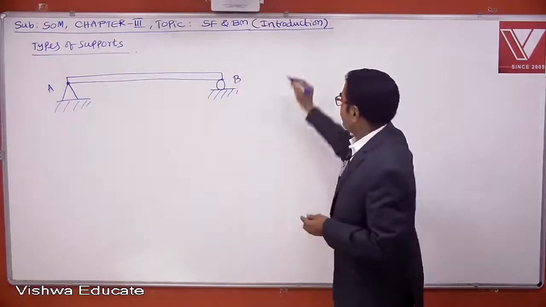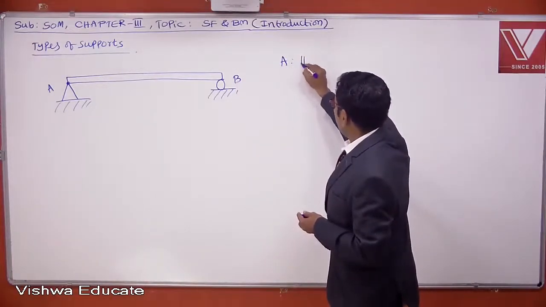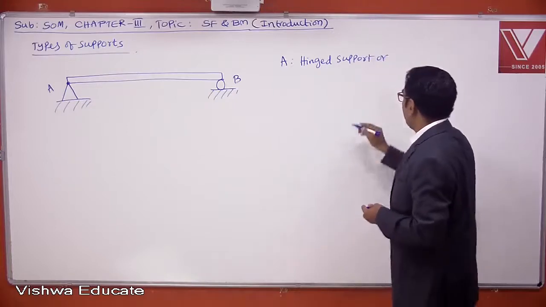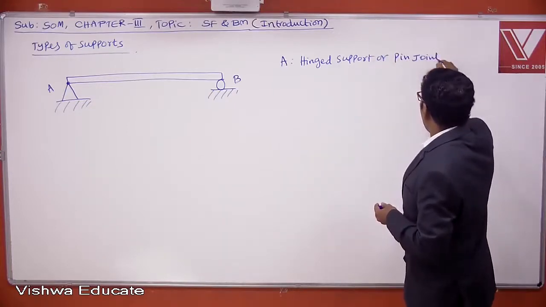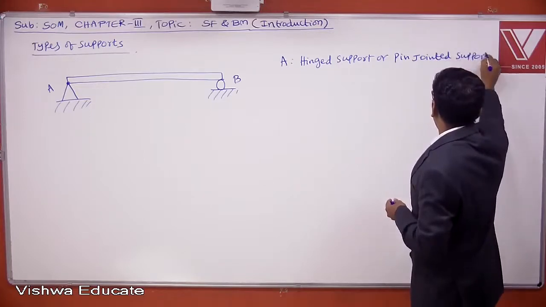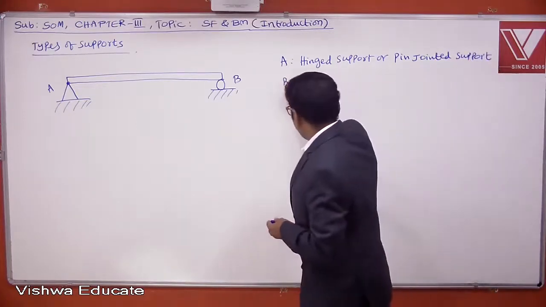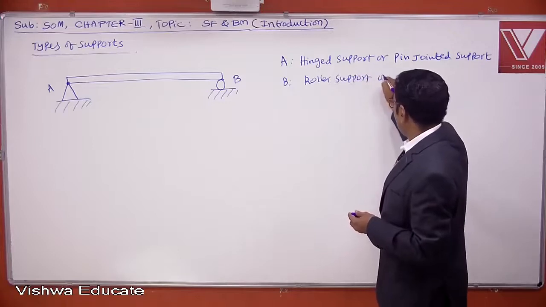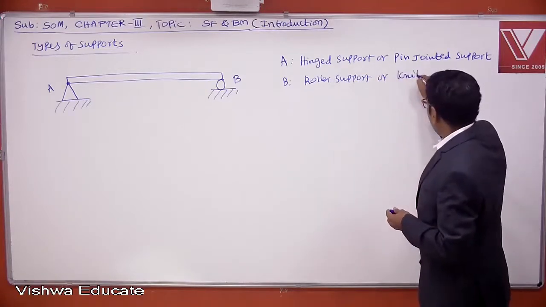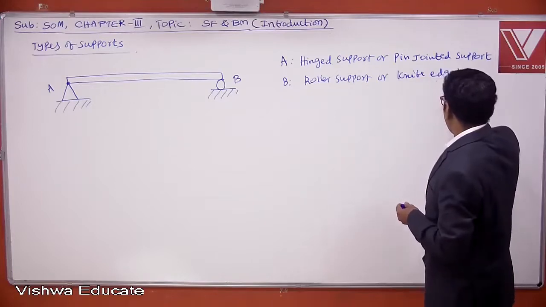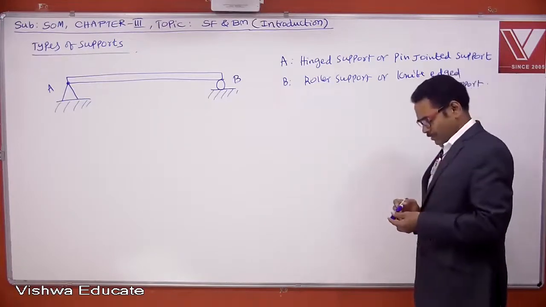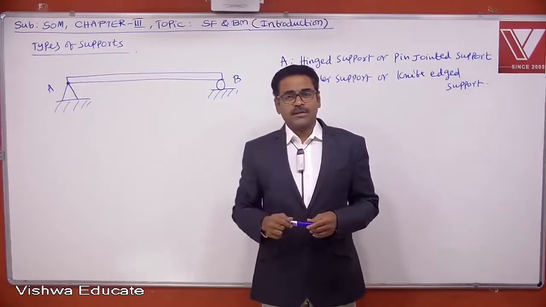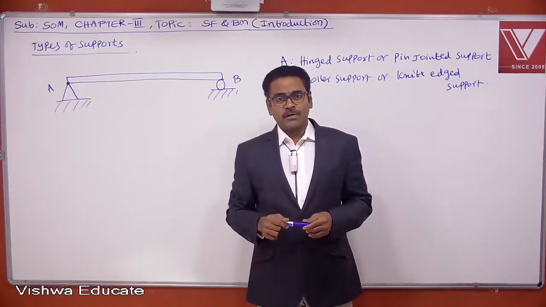So support A is hinged support or pin jointed support. And support B is roller support or knife edged support. So from this diagram, from this beam, we are going to understand two types of supports. One support is hinged support and second support is roller support.